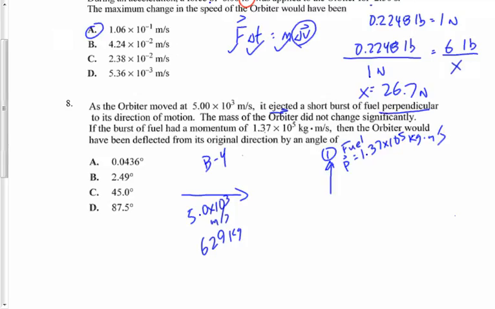Where do you think the orbiter is going to go? Object number 2, the orbiter. If it was moving to the right, but I fire fuel upwards, it's going to keep going to the right, but also go down. It's going to go down this way, right? We want to know what that angle is. We want to know how far it was deflected from its original direction. It was going to the right, now it's going down and to the right. What's the angle in between that?